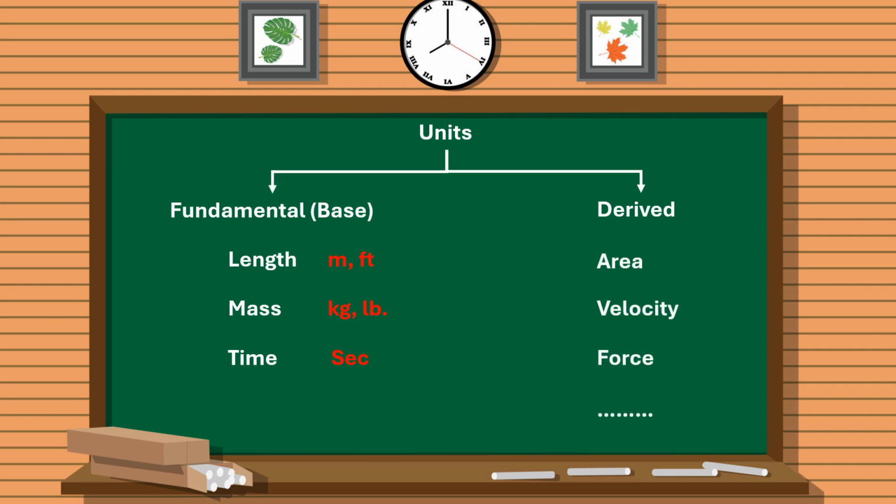Now, we've talked about the basic units, but what about the more complex measurements? That's where derived units come in. Derived units are made by combining basic units, and they help us measure things like area, length times width, speed, distance divided by time, force, mass times acceleration. And there are many more. We'll explore them as we go through the video. But wait, why do we even express length in meters or mass in kilograms? That's an amazing question, and it leads us to the next big topic, systems of units.